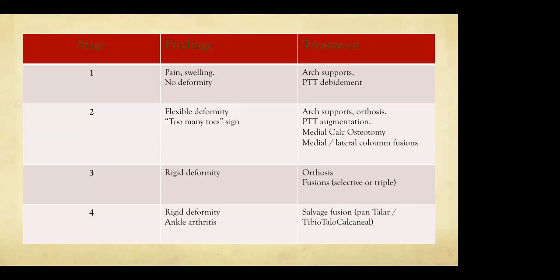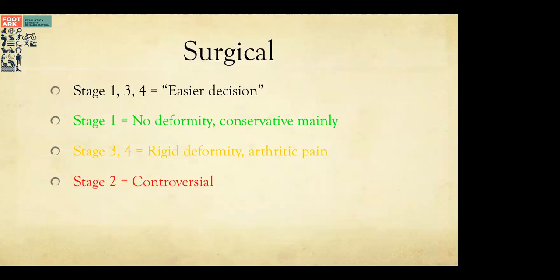Adult flat foot is divided into 4 stages: 1, 2, 3, and 4. Stage 1 is just tenosynovitis, stage 2 is dysfunction with inflammation where there is tendinosis and tear, stage 3 is with subtalar joint arthritis, and stage 4 is subtalar and ankle arthritis. So for stages 1, 3, and 4, the surgical decisions are easier. Stage 1, where there is no deformity, is primarily conservative. In stages 3 and 4, where there is rigid deformity and arthritic pain, it's easier to convince the patient, and the patient comes for surgery. Where you need more of a fusion surgery, it's easier, with good outcomes.